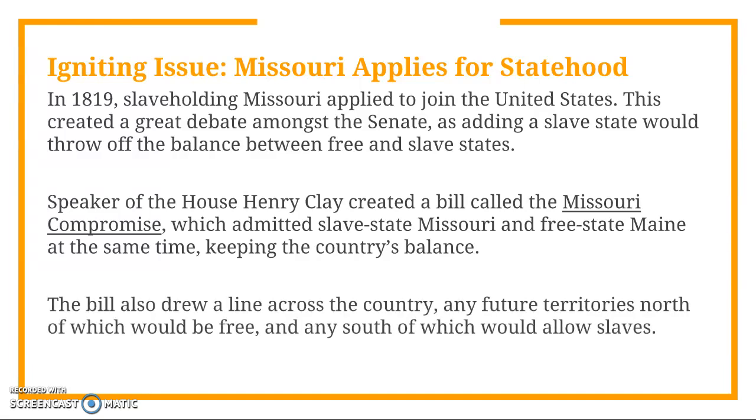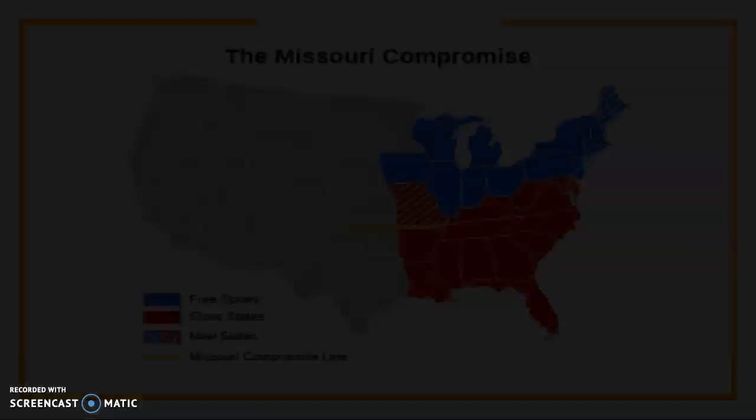The bill would also draw a line across the country at a specific parallel and said that any future territories that were north of this line would automatically be free states, while any territories that were settled south of this line would automatically be slave states. And the hope was that this was the final ruling on slavery and that going forward there would be no more drama because there was a clearly defined boundary between which areas could allow slavery and which could not.